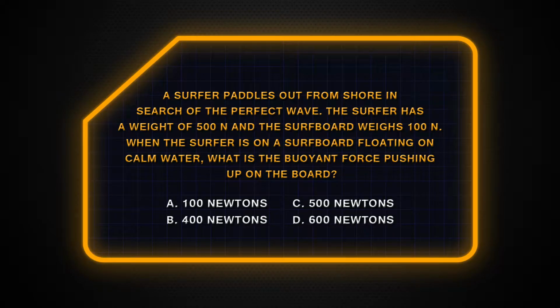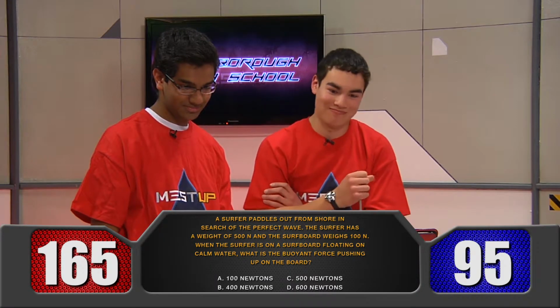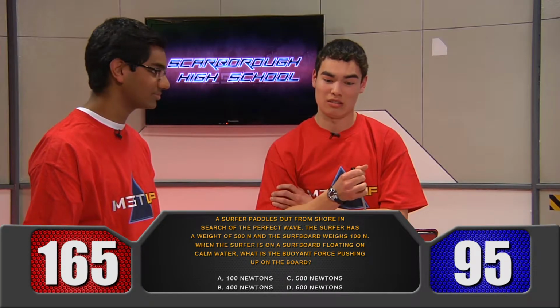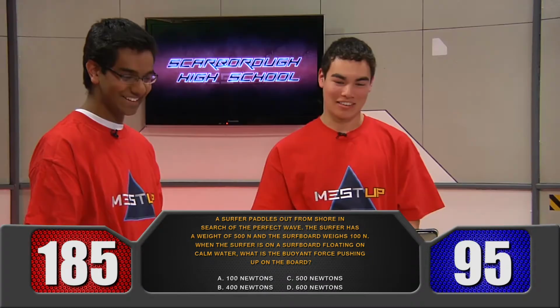A surfer paddles out from shore in search of the perfect wave. The surfer has a weight of 500 newtons and the surfboard weighs 100 newtons. When the surfer is on a surfboard floating in calm water, what is the buoyant force pushing up on the board? A, 100 newtons, B, 400, C, 500, or D, 600? Red team. D. That's correct, 600 newtons.